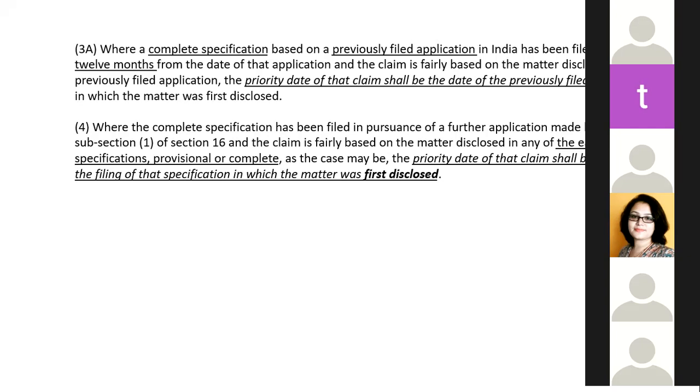Section 3A says that where a complete specification based on the previously filed application in India has been filed within 12 months from the date of that application, and the claim is fairly based on the matter disclosed in the previously filed application, the priority date of that claim shall be the date of the previously filed application in which the matter was first disclosed.